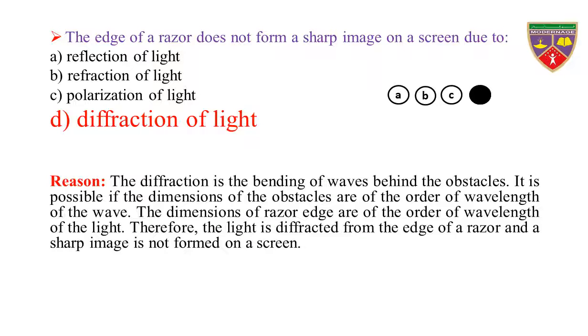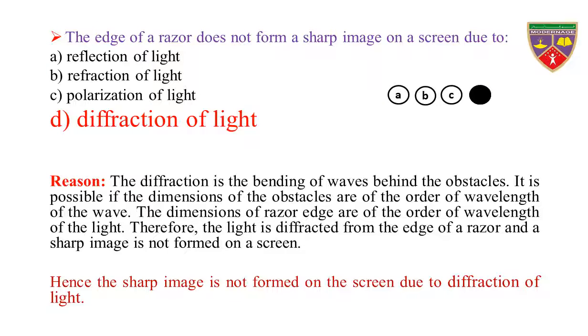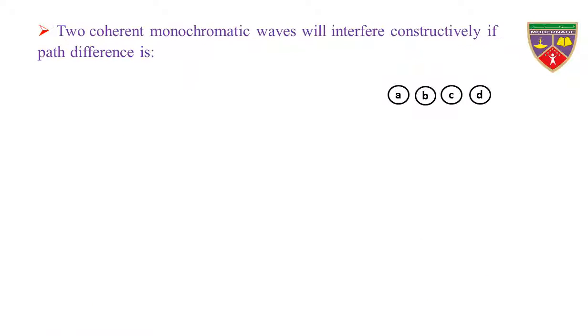Reason: the diffraction is the bending of waves behind the obstacles. It is possible if the dimensions of the obstacles are of the order of wavelength of the wave. The dimensions of the razor edge are of the order of wavelength of the light. Therefore, the light is diffracted from the edge of a razor and a sharp image is not formed on a screen. Hence, the sharp image is not formed on the screen due to diffraction of light.